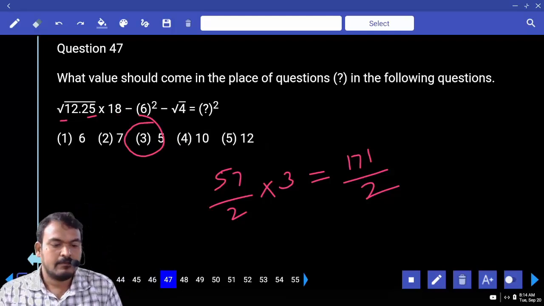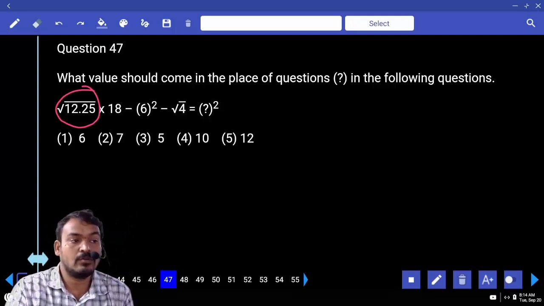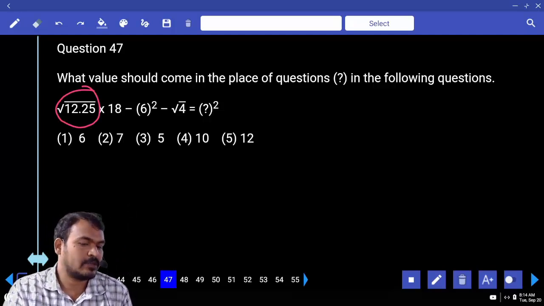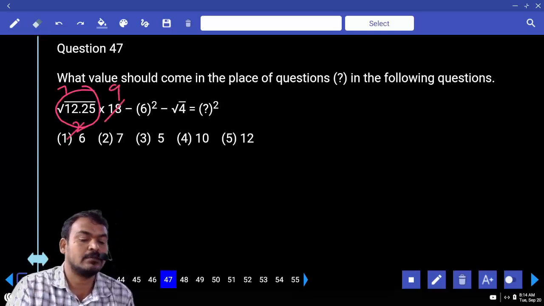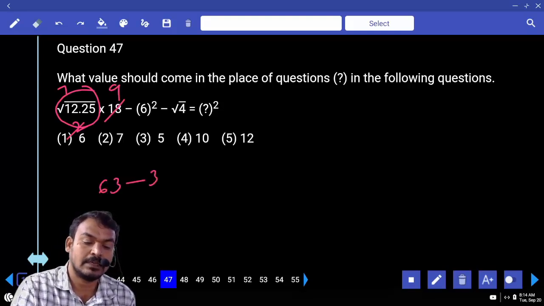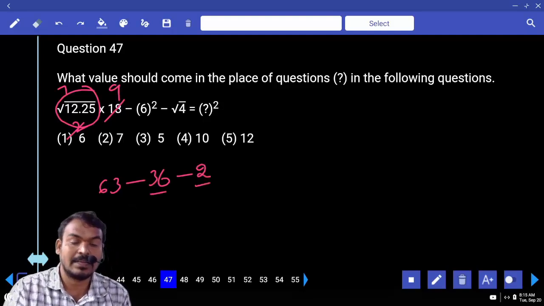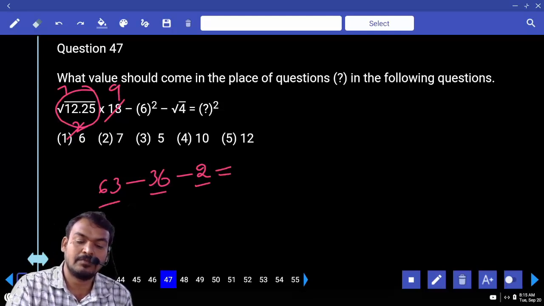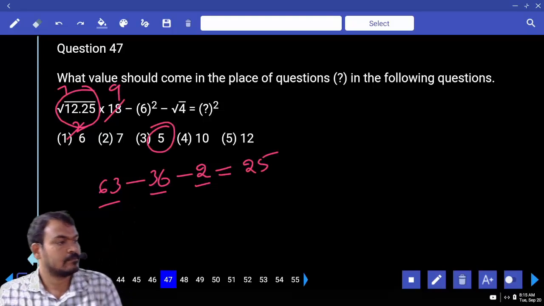47. First priority square root of 12.25 or not? 12.25. It is which one square? Actually 1225 is 35 square. Means it is 3.5. 3.5 means it is 7 by 2 or not? 2 how many times? 18. 9 times. 7 9s are 63. Minus 6 square? 36. Minus 2 or not? Okay. 36 to 38 or not? 63 and 38 difference 25. It is which one square? 5 square or not?